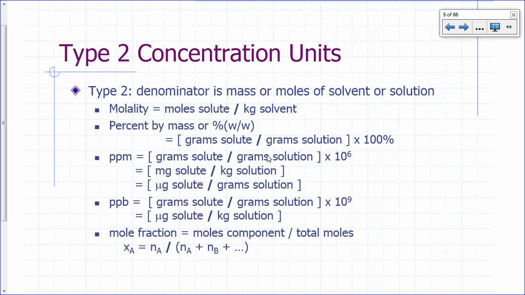Okay, let's take a look at type 2 concentration. In type 2 concentrations, like I said, all of your quantities used to express the concentration are either mass or moles. So these are independent of temperature. So molality, note the difference there in the spelling. Molality, with the L, whereas the earlier one we talked about was molarity, is defined as moles of solute per kilogram of solvent. Okay, not solution, but solvent.